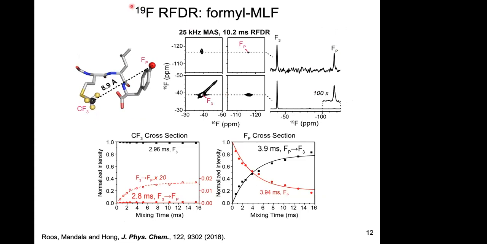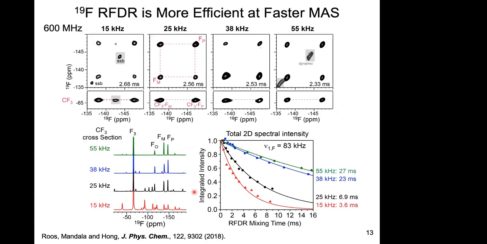I demonstrate this fluorine RFDR on a peptide sample where I have a CF3 group on a methionine and an aromatic fluorine on a phenylalanine. This is methionine, leucine, phenylalanine. Again, this is to try to get some time constants for the distances of interest.